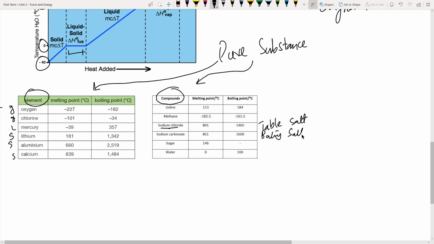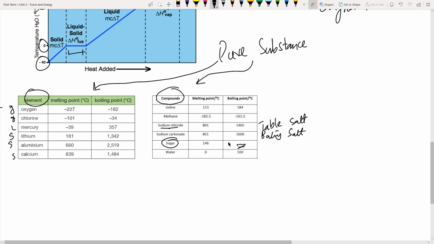Sodium carbonate, sodium bicarbonate. I mean, these are used in our daily lives. Then we have sugar. It doesn't have a boiling point. Why? Because once we melt it down in liquid form, it starts to degrade, and even before it could melt, it reacts and converts into other chemicals, right? So it chemically degrades. So that's why it doesn't have a boiling point.